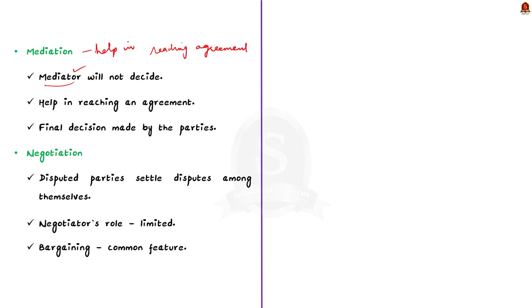Now, coming to negotiation. See, the disputing parties will settle the disputes among themselves without the aid of a third person or negotiator in this process. Even if a negotiator is involved, his role would be very limited. Bargaining is a common feature of this form of alternate dispute resolution.